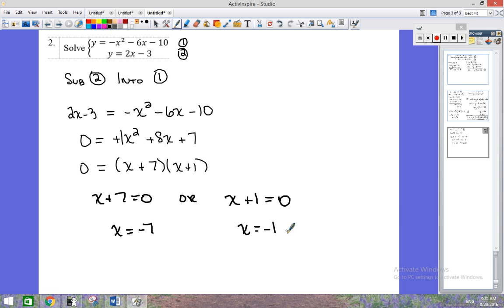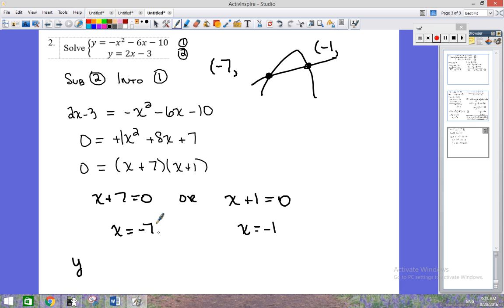Now, this is not my final answer. Remember that we're trying to find the x and y for this point and the x and y for that point. All we've done at this point is we have found the x of each point, and we now want to find the y. Well, that second equation is the easiest way to find the y. We could use the top equation if you really want to go through that arithmetic, but I'm just going to double that and then subtract 3.